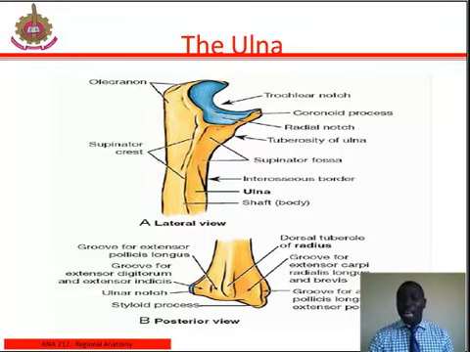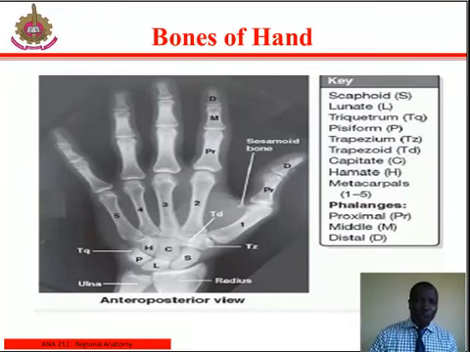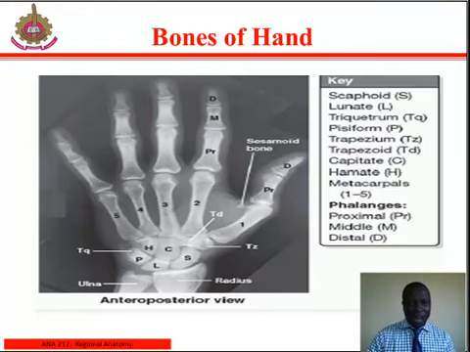The ulna does not articulate directly with the carpal bones. It is separated from the carpals by a fibrocartilaginous articular disc. Bones of the hand. From lateral to medial, the four bones of the proximal row of carpals are the scaphoid, a boat-shaped bone that has a prominent scaphoid tubercle, and the lunate, a moon-shaped bone that is broader anteriorly than posteriorly.